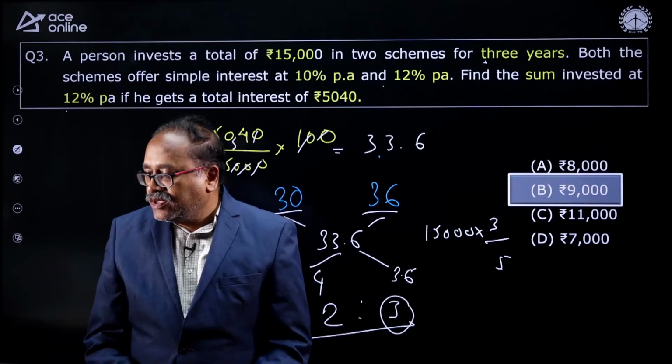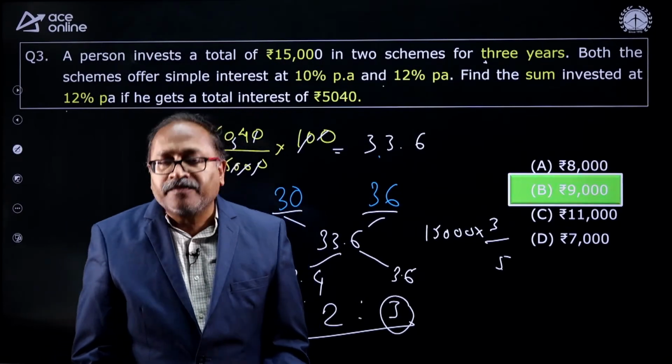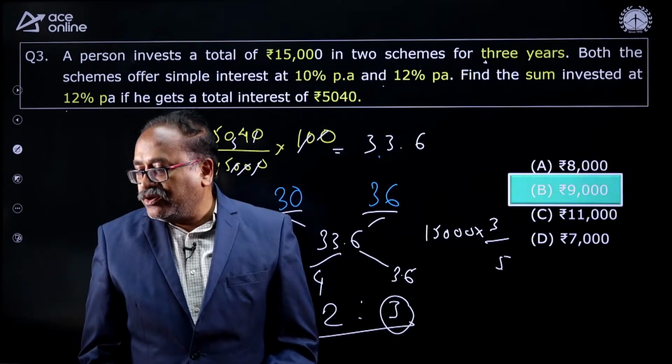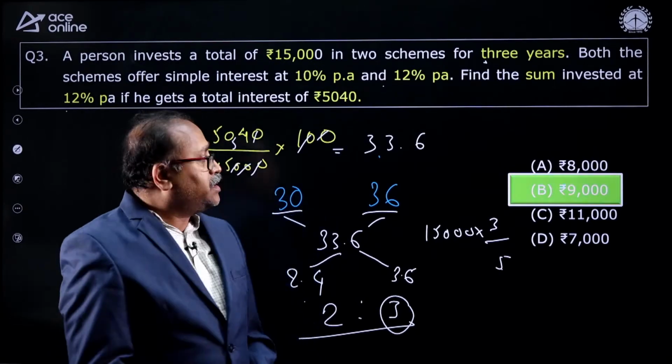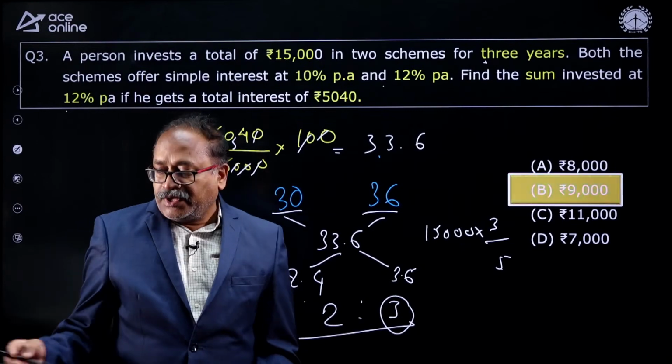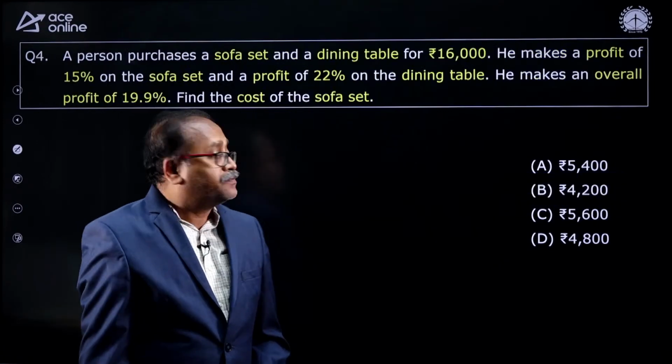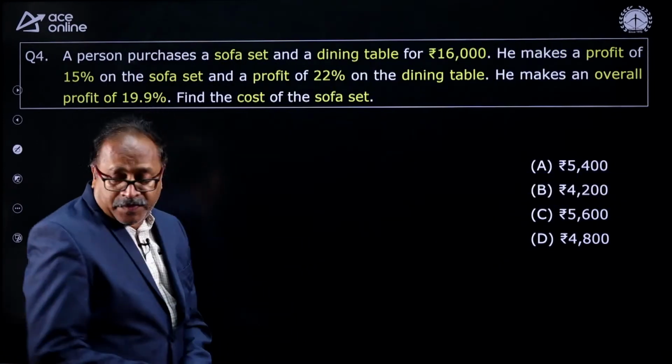Arey wah, Anusha. Sai, do you agree, my friend? Come on, Sai, do you agree? The answer is 9,000. Okay. Now the next question.